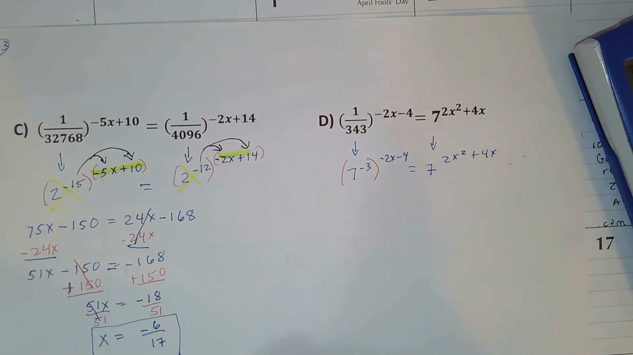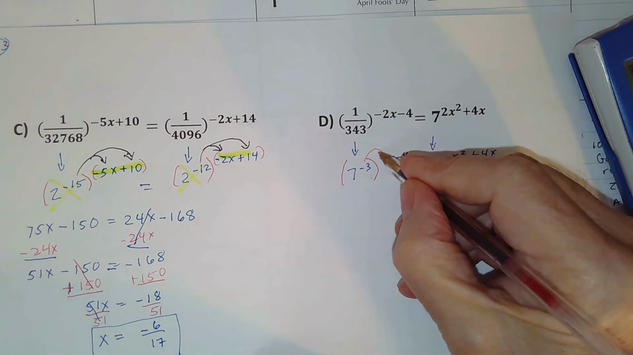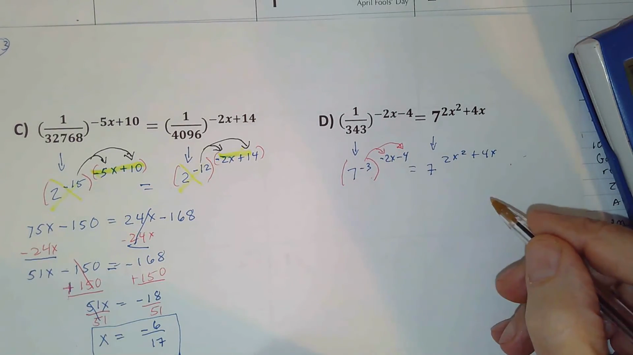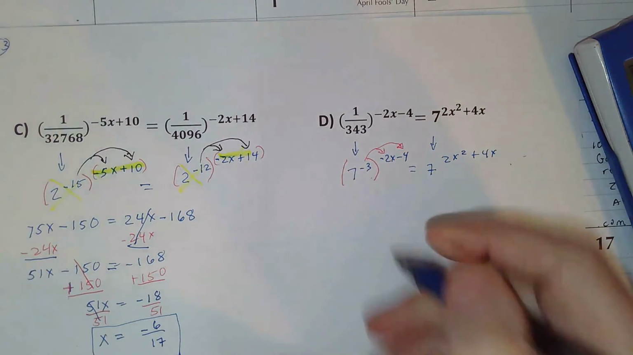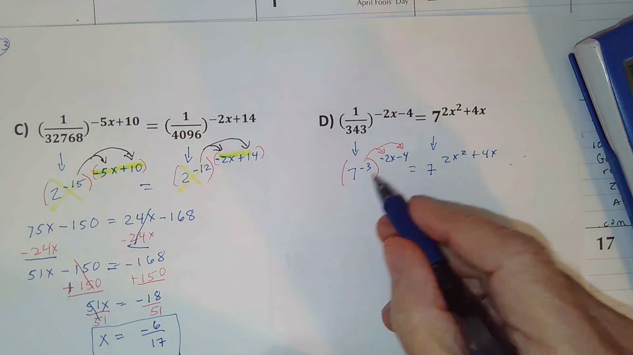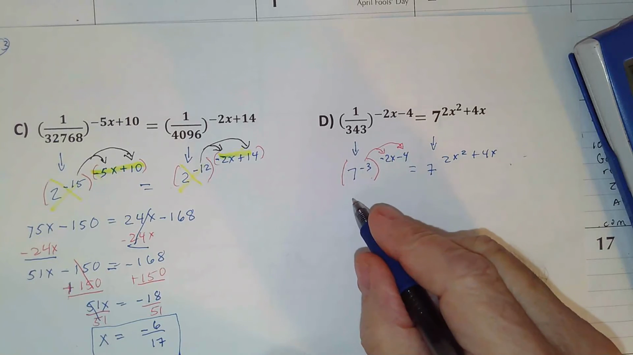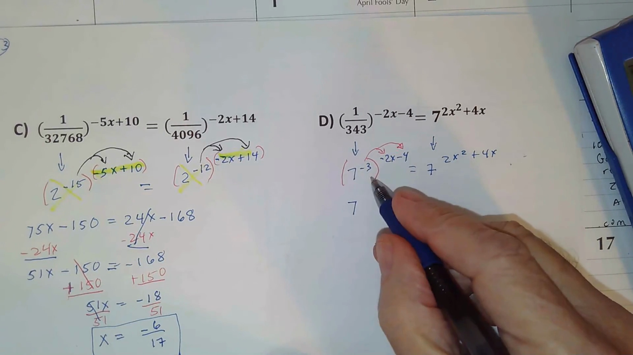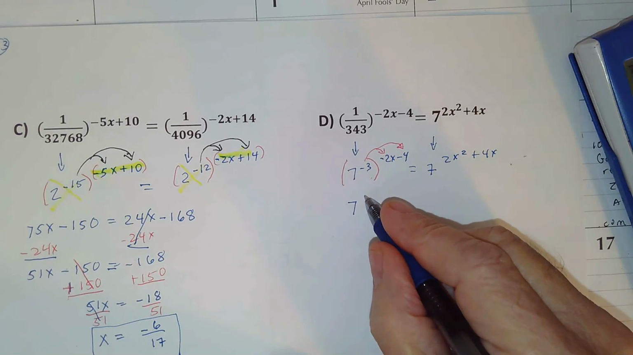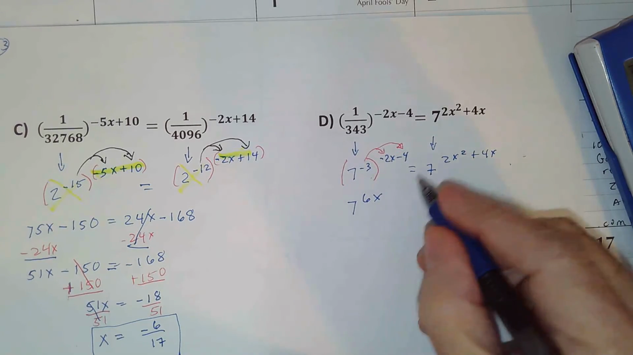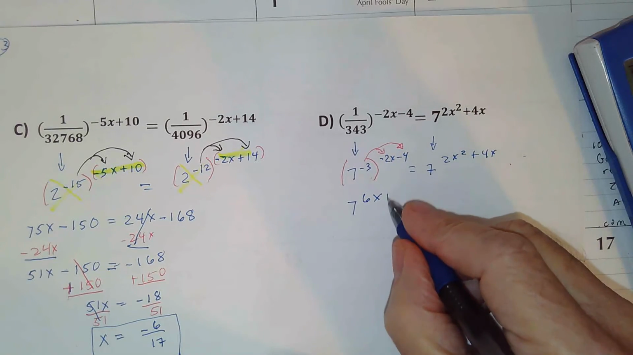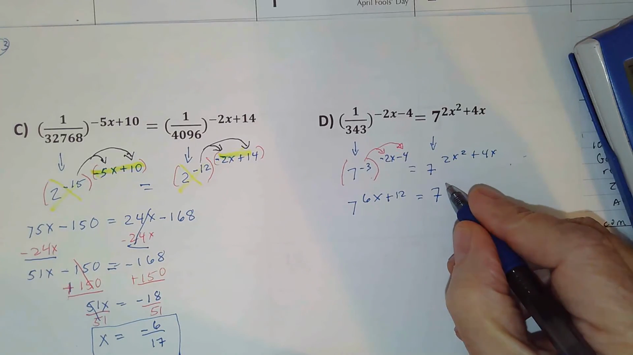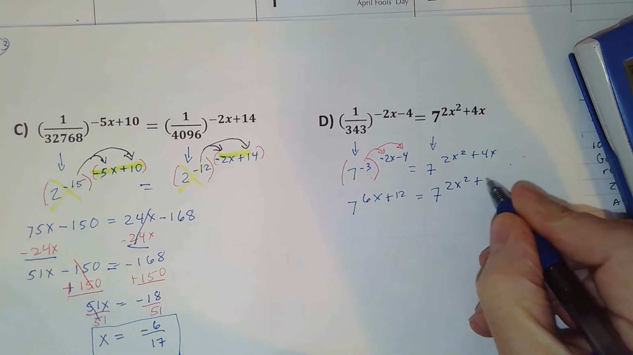But I do have to distribute the negative 3 over here to the negative 2x and to the 4. All right? So negative 3 times negative 2x, this is going to be 7 to the 2 times negative 2 times negative 3 is positive 6x, and negative 3 times negative 4 is positive 12. And then this is 7 to the 2x squared plus 4x.